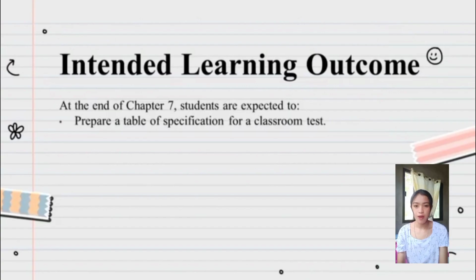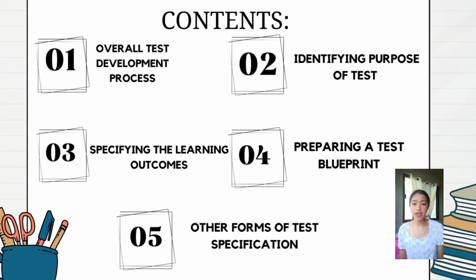Intended learning outcomes. At the end of Chapter 7, students are expected to prepare a table of specification for a classroom test. So in Chapter 7, we will be talking about the following. First is the overall test development process. Second is identifying the purpose of tests. Third is specifying the learning outcomes. Fourth is preparing a test blueprint. And the last is other forms of test specification.